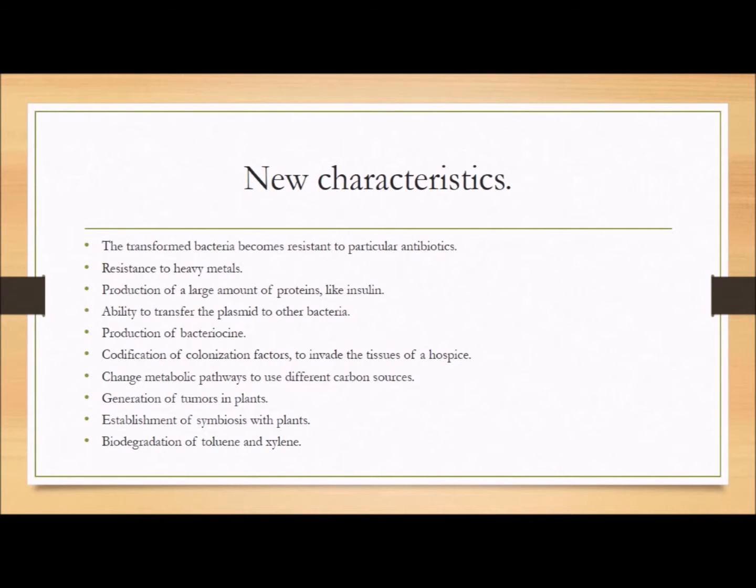When a bacterium is transformed with a plasmid, it acquires new characteristics. For example, the transformed bacterium becomes resistant to particular antibiotics, resistant to heavy metals, produces large amounts of proteins like insulin, gains the ability to transfer the plasmid to other bacteria, produces bacteriocin, gains codification of colonization factors to invade the tissues of a host species, changes metabolic pathways to use different carbon sources, generates tumors in plants, establishes symbiosis with plants, and carries out biodegradation of toluene and xylene.